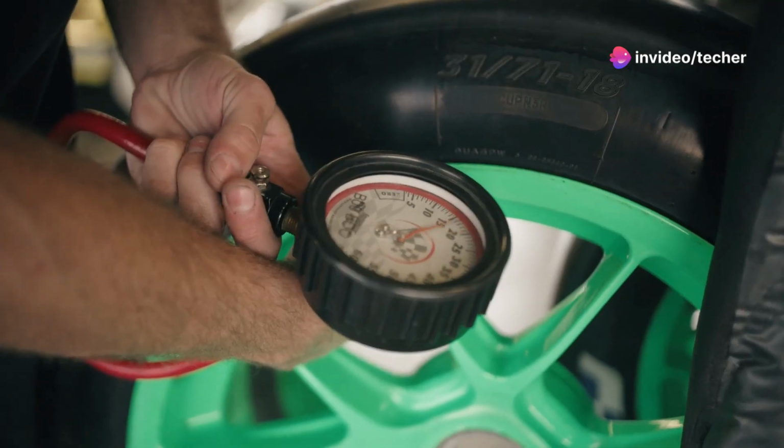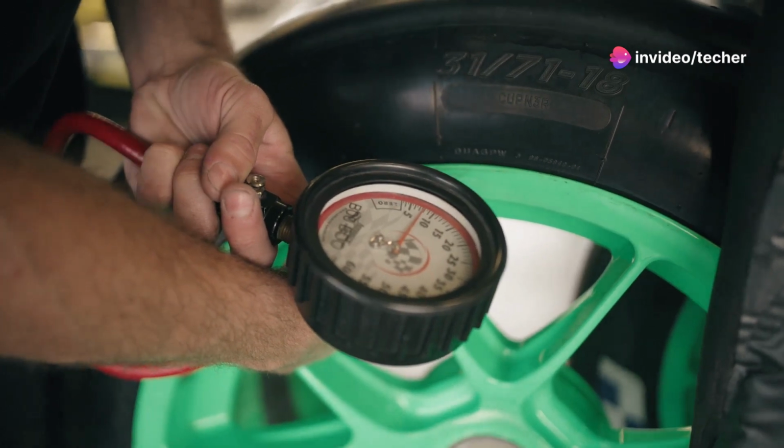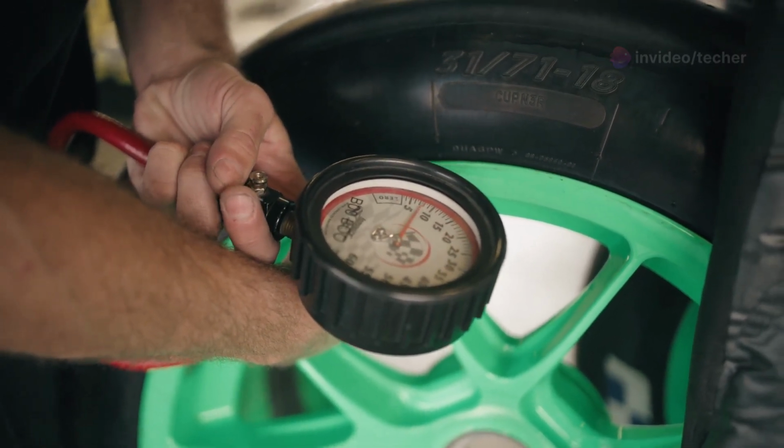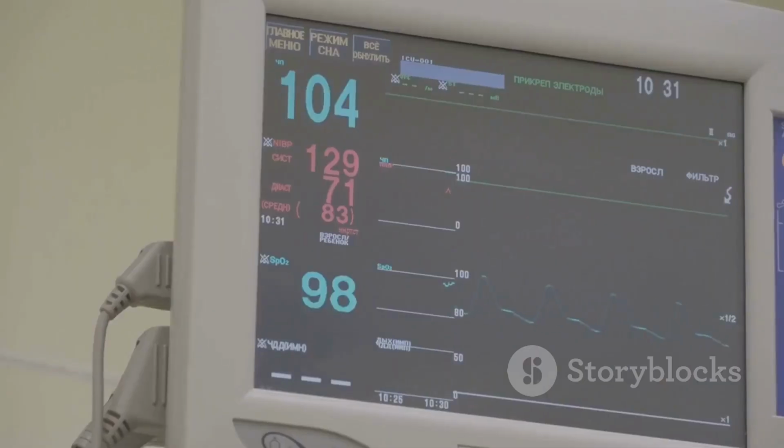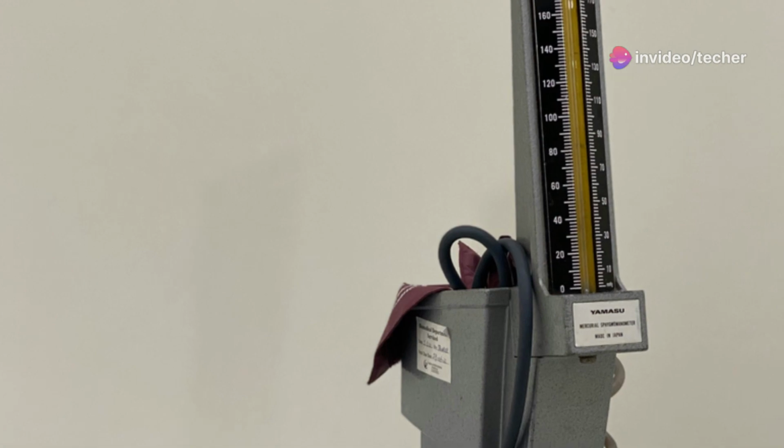This linear relationship simplifies calibration and data interpretation, allowing for straightforward conversion of voltage readings into pressure values. Moreover, the continuous nature of the output signal enables real-time tracking of pressure fluctuations, providing valuable insights into dynamic systems.